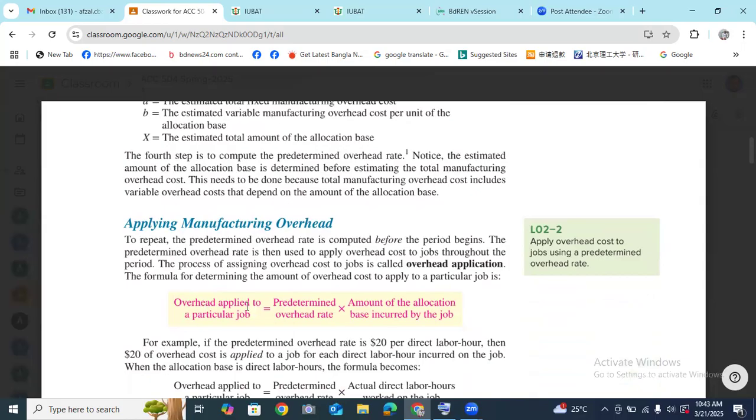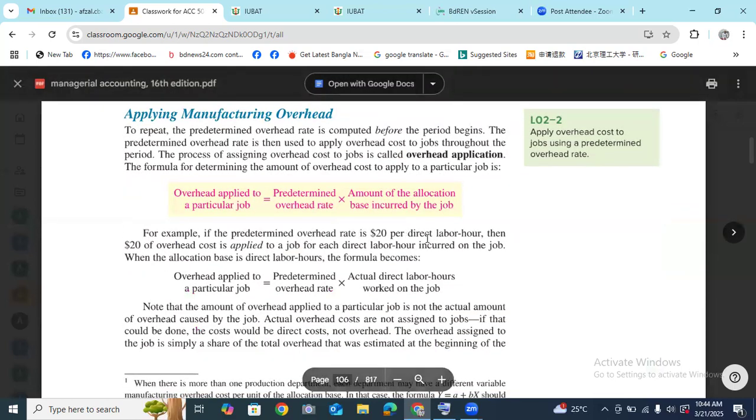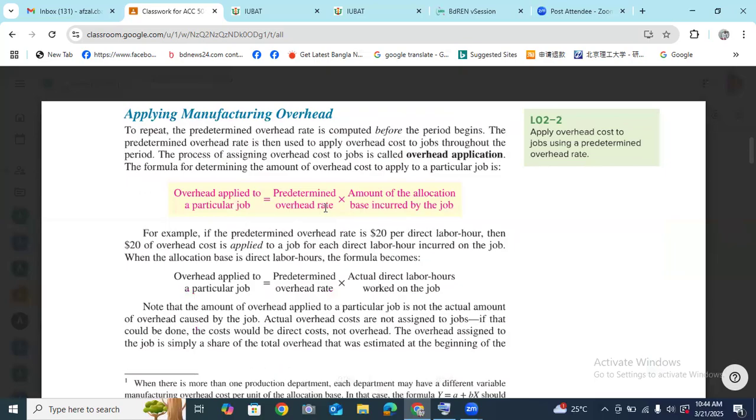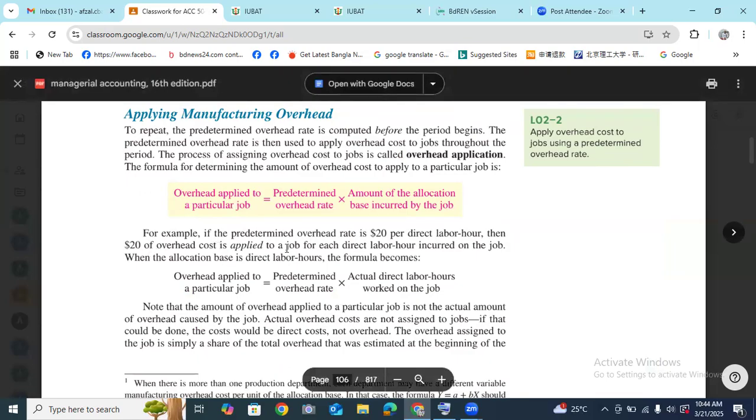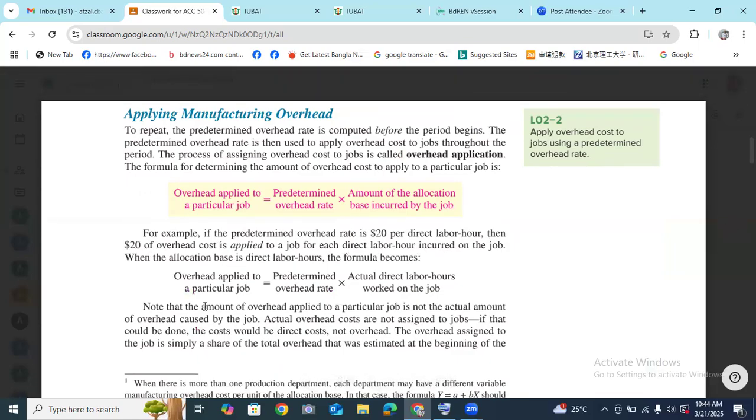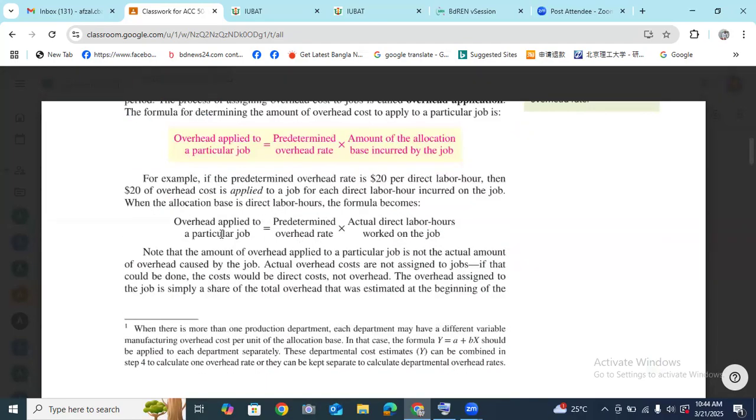That means overhead applied to a particular job equals the predetermined overhead rate, which we already determined, multiplied by the amount of allocation base incurred by the job. Say for example, the predetermined overhead rate is $20 per direct labor hour. Then $20 overhead cost is applied to a job for each direct labor hour incurred for the job. When the allocation base is direct labor hours, our formula becomes overhead equals the predetermined rate times the actual direct labor hours. So if the base is direct labor hour, then you use direct labor hours as the allocation base. Okay.